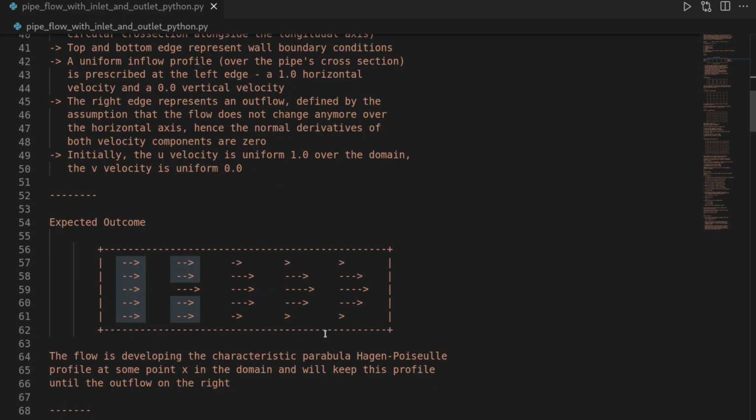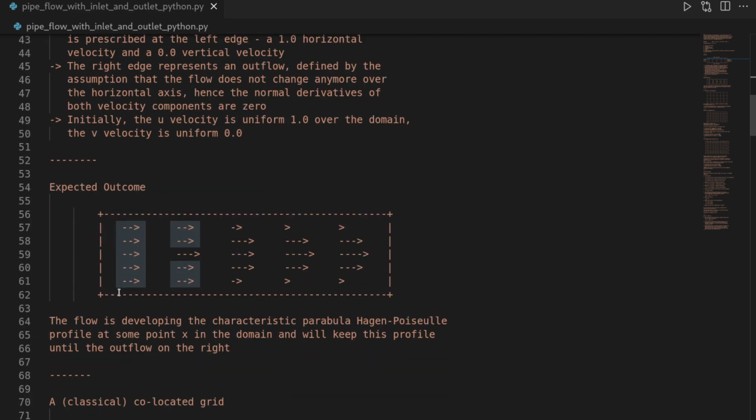And then, as you've also seen in the intro, the expected outcome is that we have this parabolic profile developing over time as well as over the x-axis, in a way that after a certain point our flow is fully developed, so it has this parabolic profile and does not change anymore, such that our outflow boundary condition assumption also holds.